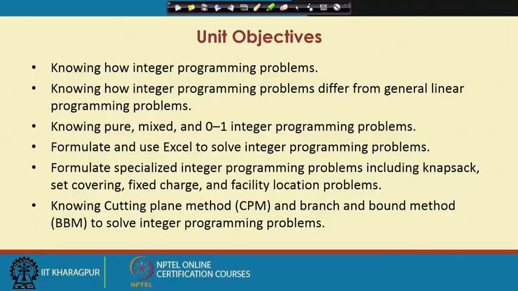There are two standard mechanisms to solve the problems and look for the optimal solution where the values of the decision variables are integer type. The first mechanism is called CPM, that is, the cutting plane method, and the second mechanism is called BBM, that is, the branch and bound method. These two methods are very useful to address the problem and look for the optimal solution which is actually integer type.